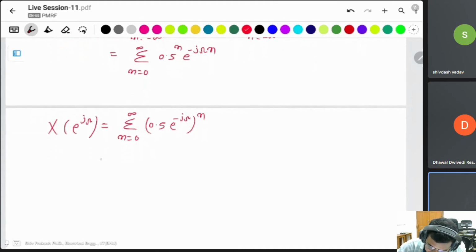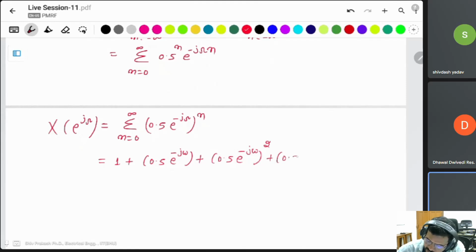We can expand this one. If I put n equal to 0, something to the power 0 is 1. Plus, if I put 1, this will be 0.5 e^(-jω) to the power of 1, plus (0.5 e^(-jω))^2, plus (0.5 e^(-jω))^3, plus dot dot dot.